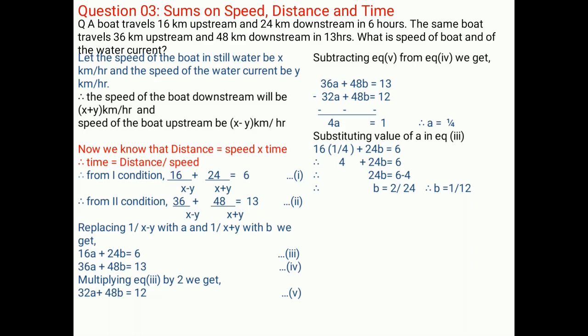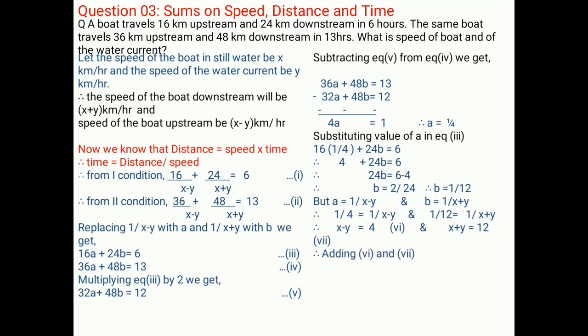Now we have derived the values of our variables a and b, but we have to derive the values of x and y. Therefore we will be resubstituting the value of a and b in form of 1 upon x minus y and 1 upon x plus y. Therefore 1 upon 4 is equal to 1 upon x minus y and 1 upon 12 is equal to 1 upon x plus y. Therefore x minus y is equal to 4 is my equation number 6 and x plus y is equal to 12 is my equation number 7. Now I will be solving these two equations as an independent problem.